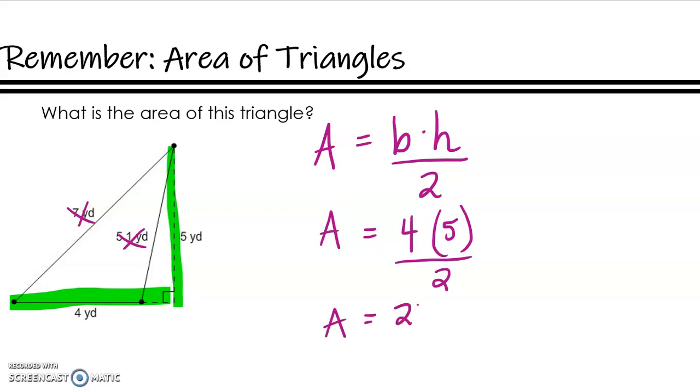4 times 5 is 20. 20 divided by 2 is 10. So my area is 10 yards squared.